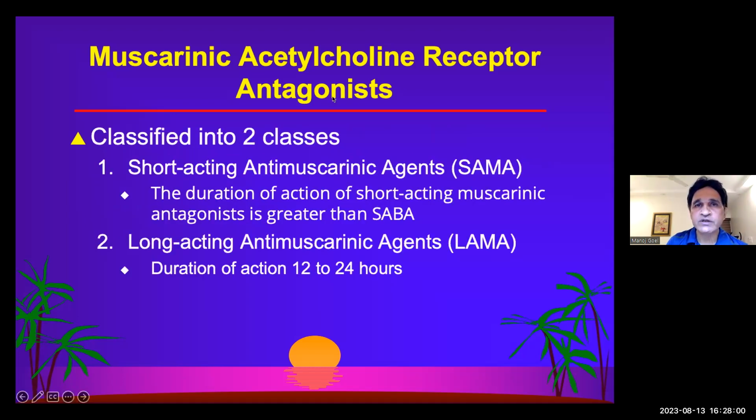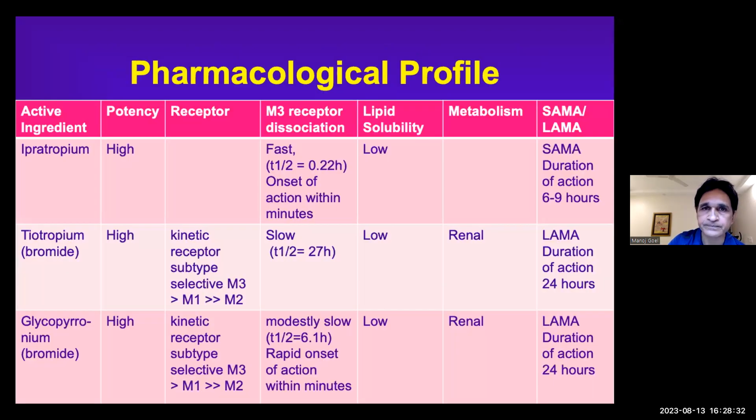The muscarinic acetylcholine receptor antagonists are also classified into subclasses depending on the duration of action. Short-acting anti-muscarinic agents, called SAMA in short, are very popularly known, and they have a duration of action which is shorter, but a little longer than SABA. So again, they are to be used as a rescue therapy, like the SABA. The long-acting anti-muscarinic agents, in short called LAMA, have a duration of action of 12 to 24 hours or longer. So again, we have 2 classes of muscarinic antagonists, the SAMA and LAMA.